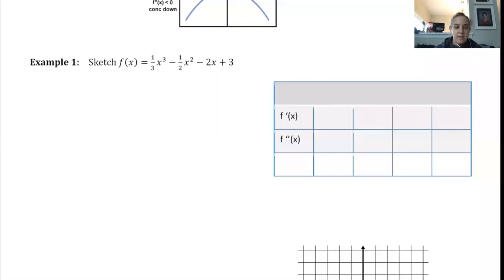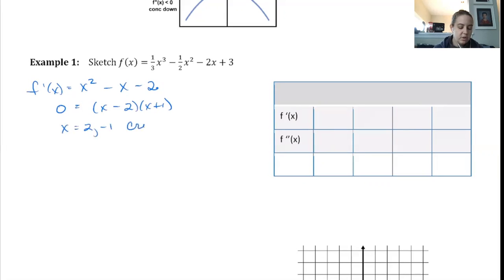All right, so example 1, sketch 1/3 x cubed minus 1/2 x squared minus 2x plus 3. The first thing we need to do is look at critical points. Where do critical points come from? The first derivative. So f prime of x is going to be x squared, because 3 times 1/3 cancels out, minus x, 1/2 times 2 cancels out, minus 2. We're going to set this equal to 0, and this factors. x is equal to 2 and x is equal to -1. These are the critical points.